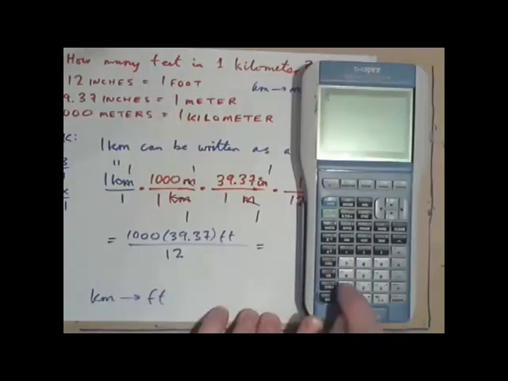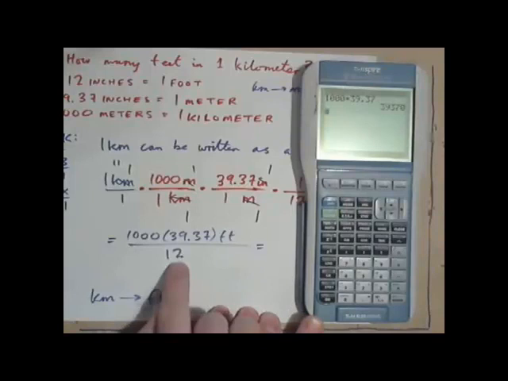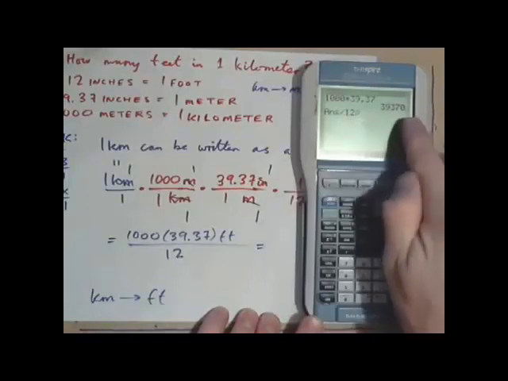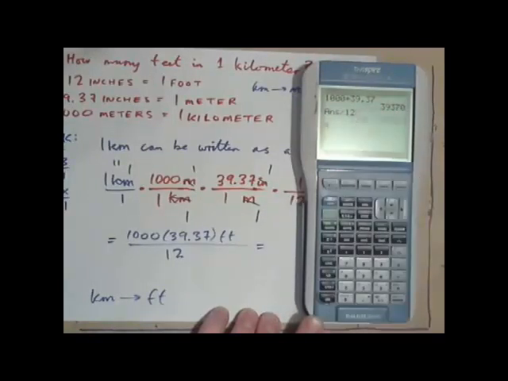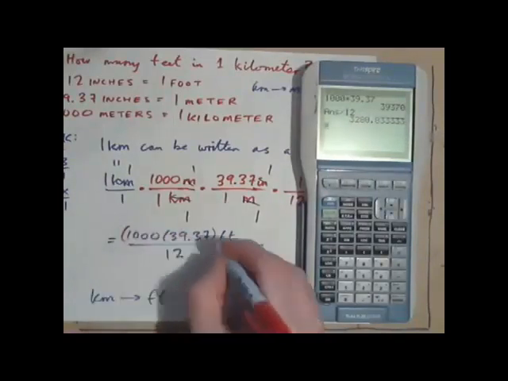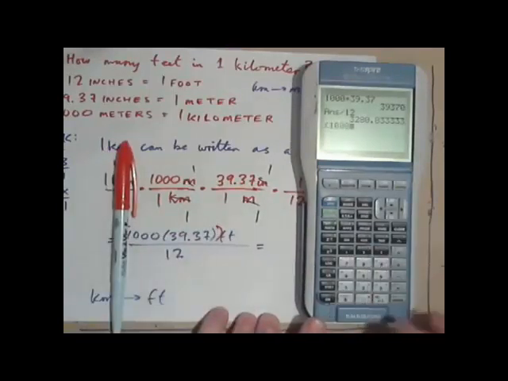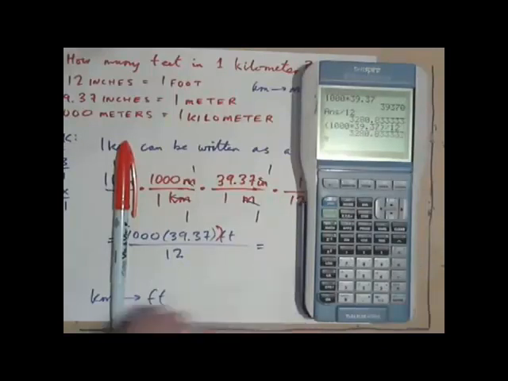We could do this. 1,000 times 39.37. Press enter, and you get that number. Then divided by 12, you could press divide by 12. Then it says answer divided by 12, which means this previous number divided by 12, press enter, and that's your answer. Another way to do it is tell the calculator to calculate the top and then divide by the bottom. So you could do parentheses, 1,000 times 39.37 divided by 12, then press enter, and get the whole thing in one line.